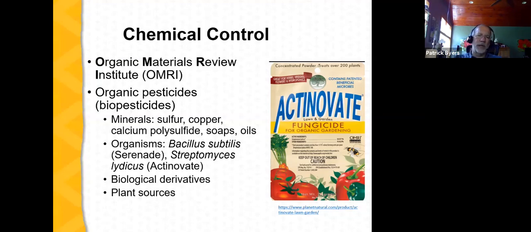Most organic pesticides or biopesticides are based upon minerals or organisms. These minerals might be sulfur-based, copper-based, calcium polysulfide-based, or perhaps soaps or oils. And among organisms, a couple of good examples are Serenade, which is Bacillus subtilis, and Actinovate, which is Streptomyces lydicus. We do have a few biological derivatives and plant sources for fungicides too. But again, check out the OMRI listing if you ever have a question about whether or not a fungicide would be suitable for an organic production system.